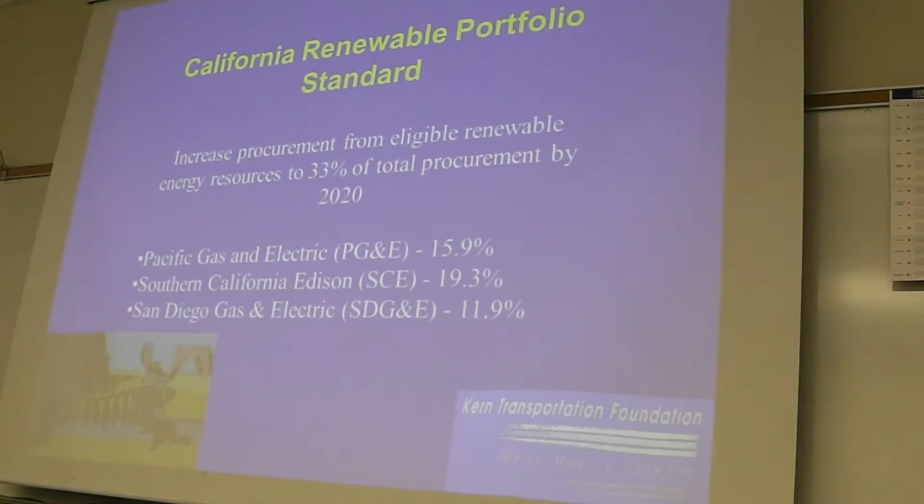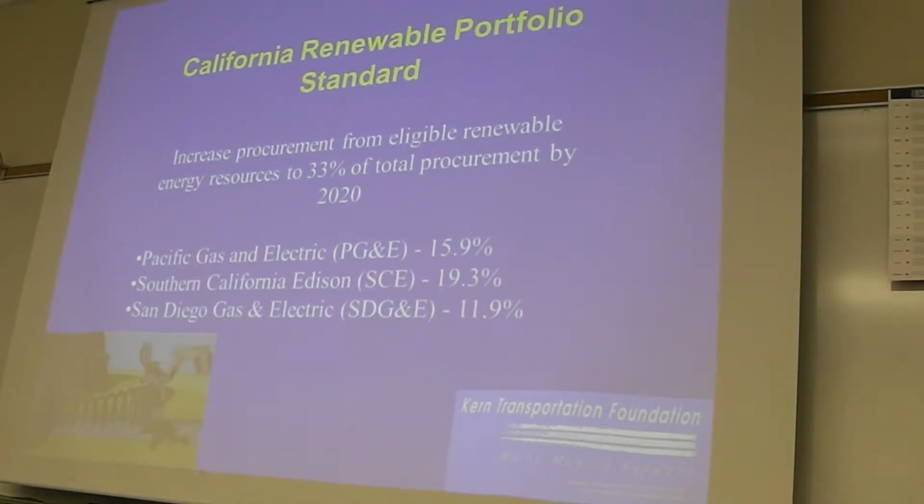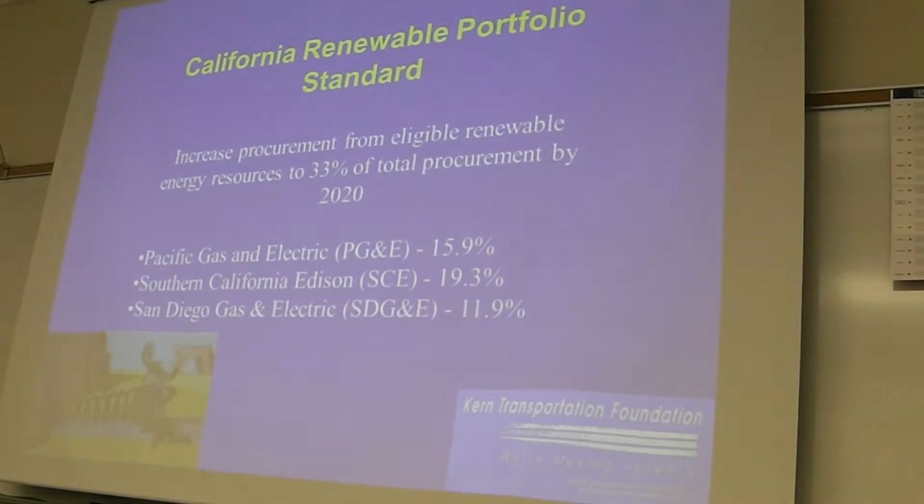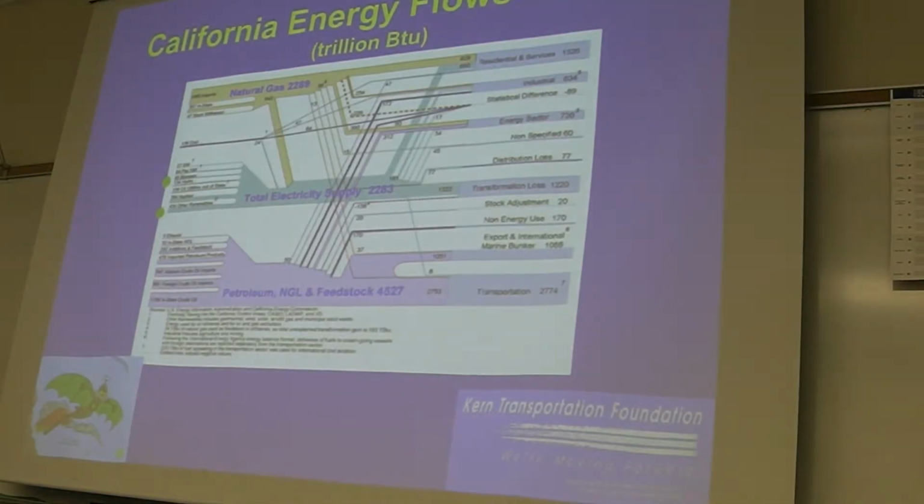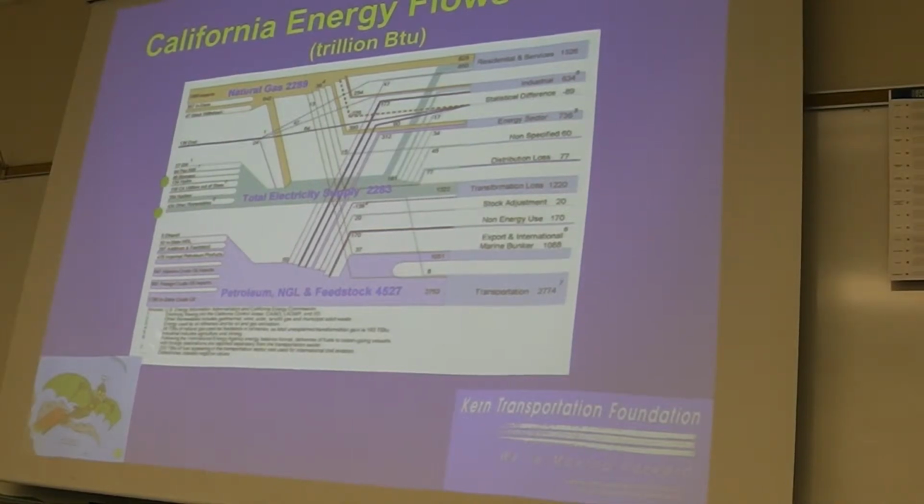9 years to get there, and they're making progress. Okay. This is sort of an interesting chart that I saw a few years ago, and I thought was really interesting. It talks about all the different general energy sources you have: natural gas, total electrical supply, and obviously there's different reasons why we get that, and then petroleum, natural gas, and feedstock. So this basically talks, it's really interesting to me as an engineer.